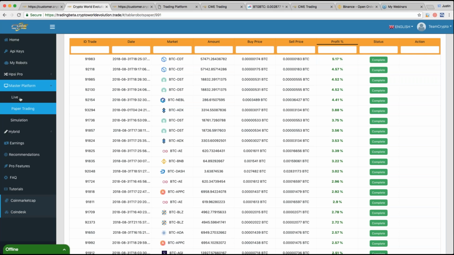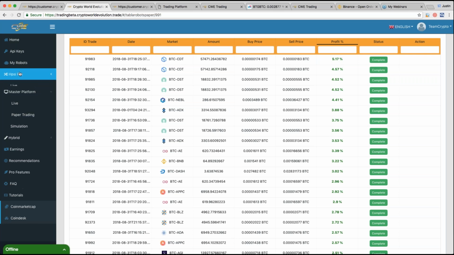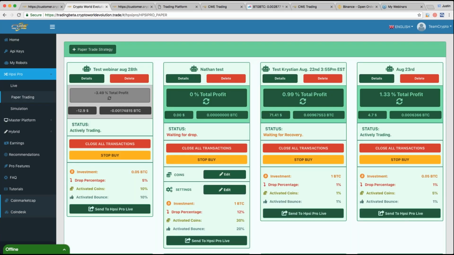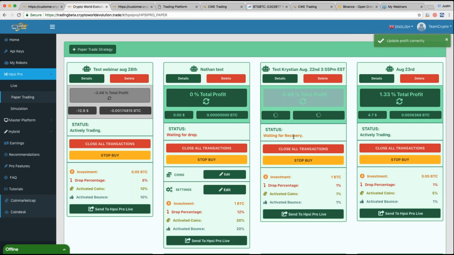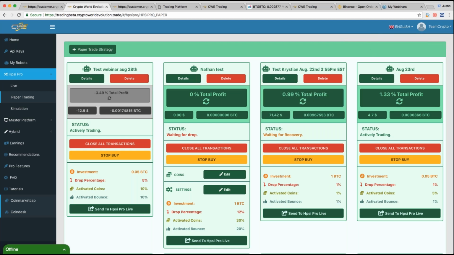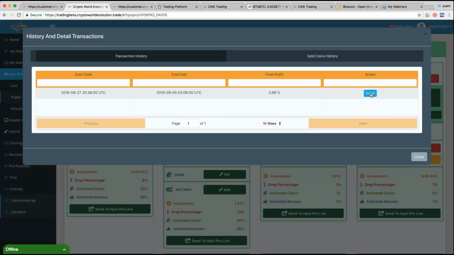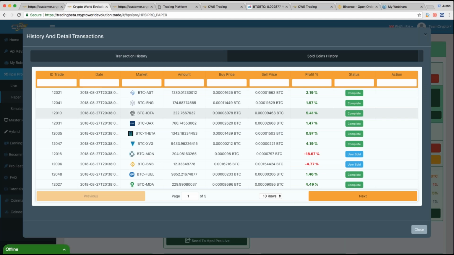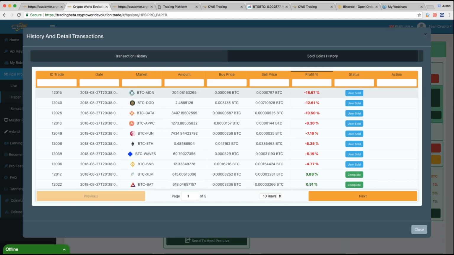Let me just go back here and give you a brief overview of the HPSI Pro paper trading here. I'm going to refresh this. I'm still at $71. It's waiting for the recovery. So it's going right back into trading because this here, like I said, is a crazy strategy. I wouldn't recommend that for anybody, but I'm just testing it. So let me just see what it would have got here. So it closed out all of these orders, right? I closed all those out.